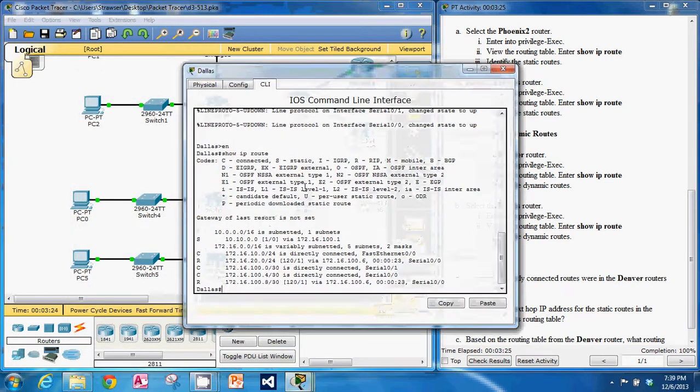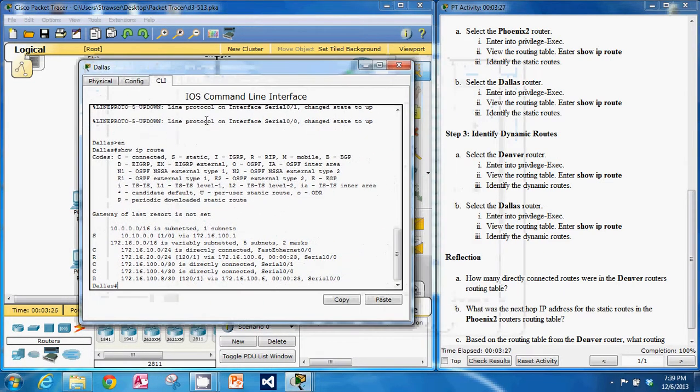This one is just going to be the R. The R up here stands for RIP, which is a dynamic routing protocol. So the ones that start with R are dynamic, C are connected, and S is the static.